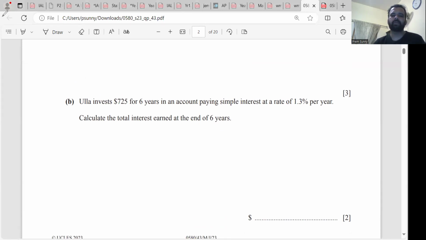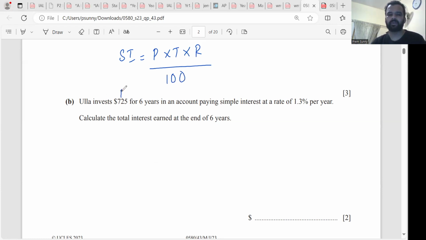Ulla invests $725 for 6 years in an account paying simple interest at a rate of 1.3% per year. Calculate the total interest earned at the end of 6 years. So basically, this is a simple interest question. We need to find out the simple interest. You know the formula is PTR by 100, P times T times R divided by 100. P is the initial investment. So we know the P value here is given as 725. Time is in years, 6 years, and the rate is given as 1.3%.